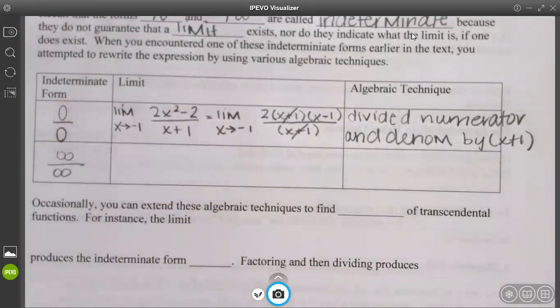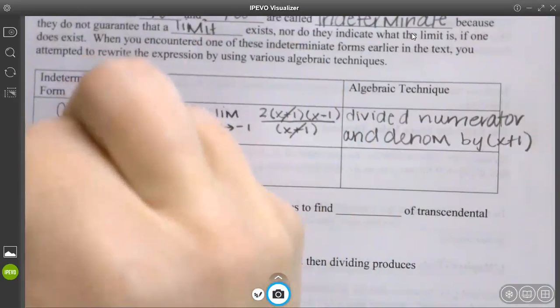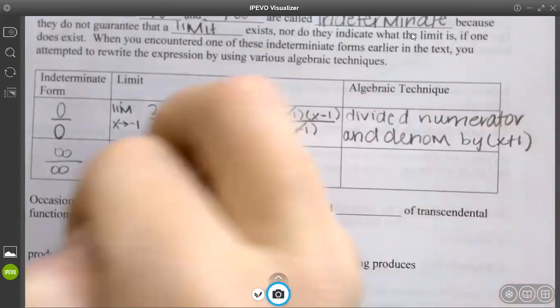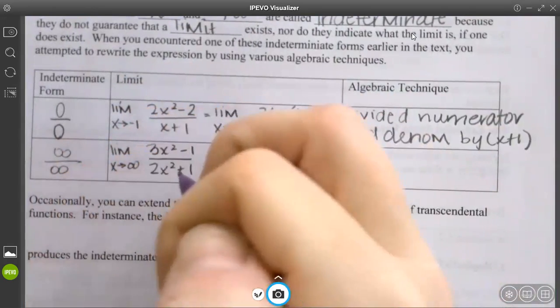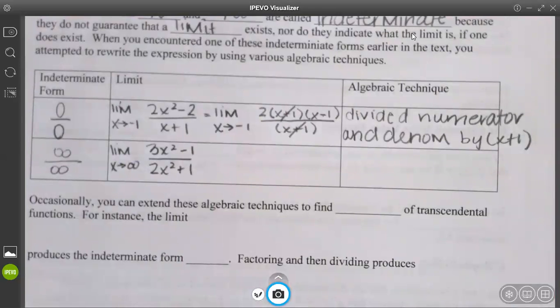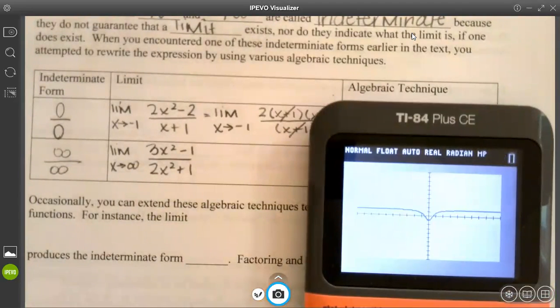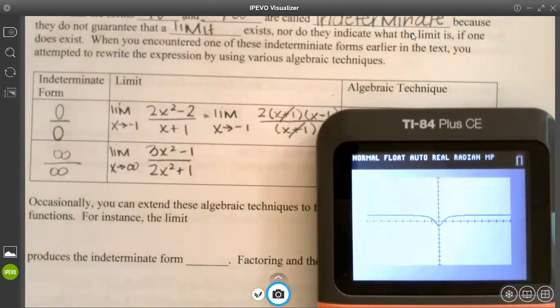Now infinity over infinity. If we had the limit as x approaches infinity of 3x squared minus 1 over 2x squared plus 1, you get a graph that looks like this, and it actually gives you infinity over infinity.